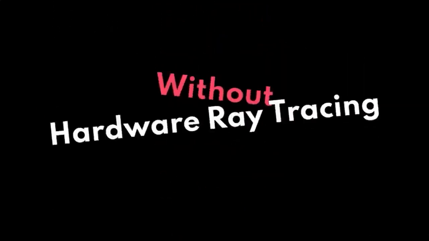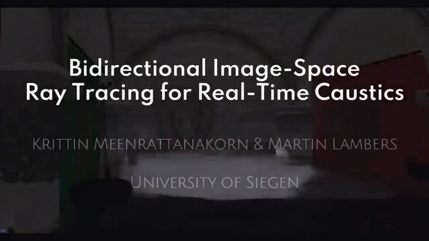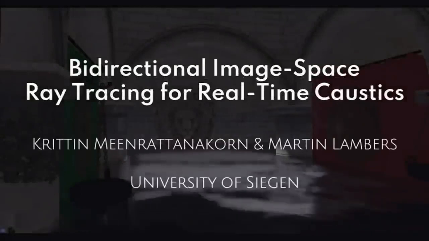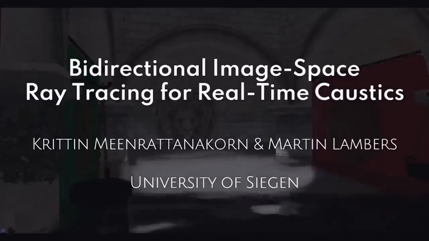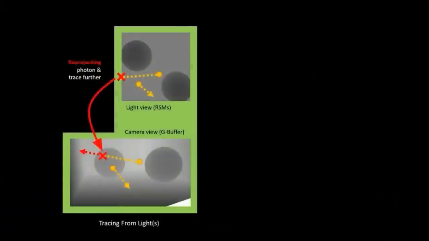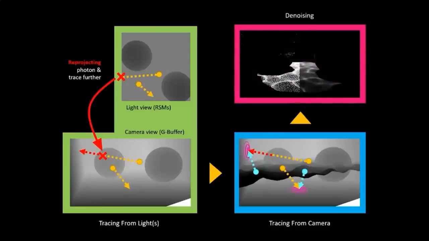Have you ever wanted to see realistic ray trace caustics in real time, but you have no recent powerful GPU with hardware ray tracing support? Don't worry, here's an alternative way to render the ray trace caustics using only an image space technique. We introduced a bidirectional image space ray tracing, which basically traces a ray from a light first using reflective shadow maps, and then traces another ray from a camera using a G-buffer, just like we typically do in screen space reflection and refraction. And finally, we merge those trace paths using a denoiser.